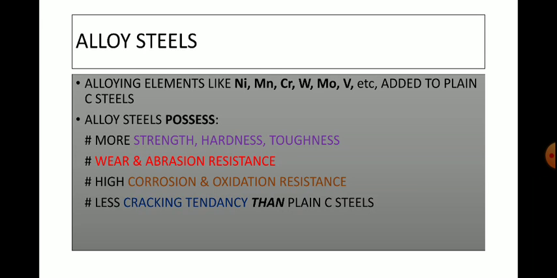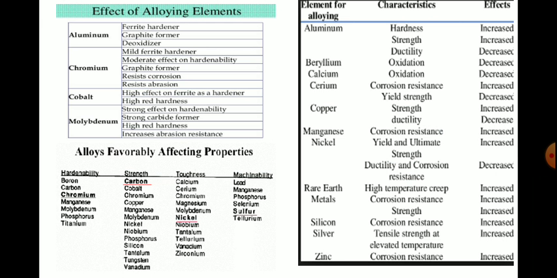Before moving to the classification of alloy steels, first we'll try to understand the effects of the alloying elements on the specific steels. So one by one we'll move on. Before that, the following are the elements which are added to the alloy steels.